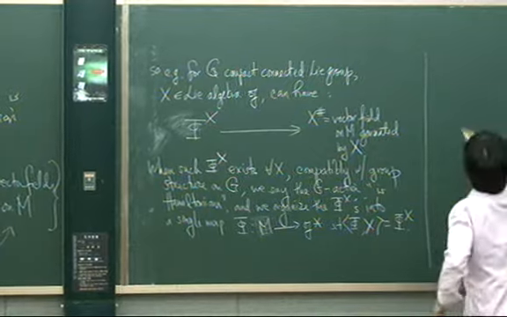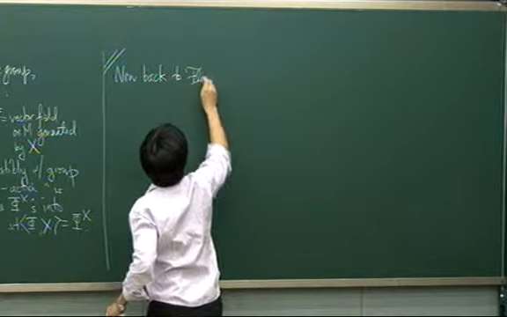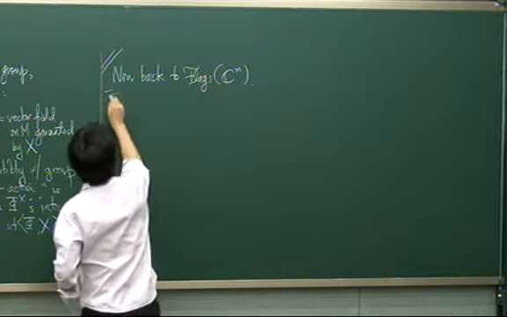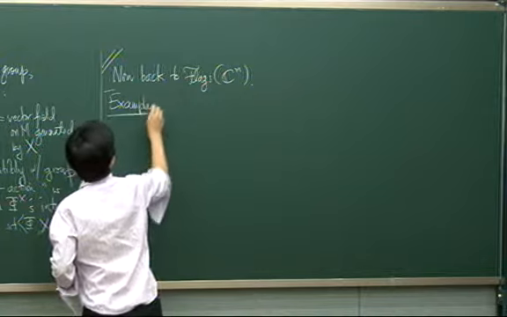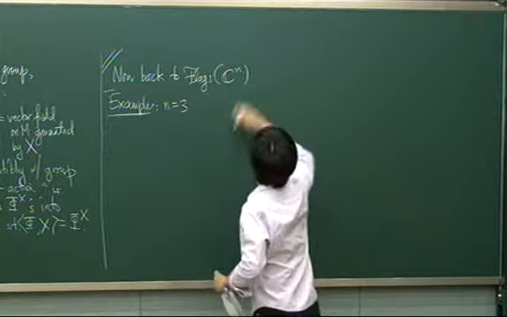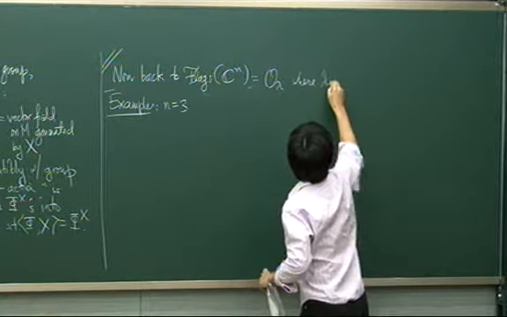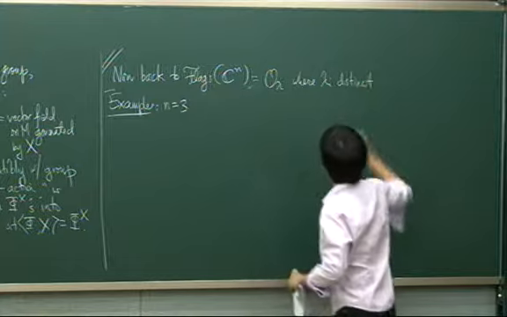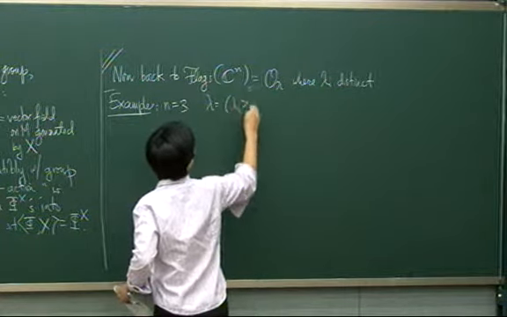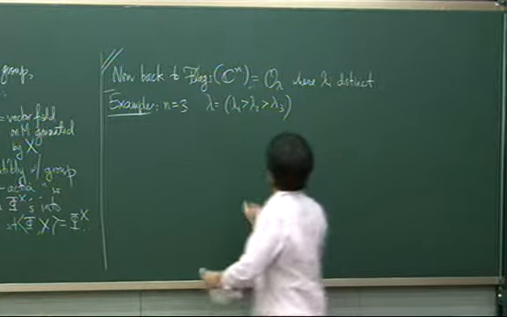So now, back to flags. First of all, let's do the example where n is 3. Oh, I'm sorry. Here I should say what I'm thinking about is this O lambda, where the lambda i are distinct. So let's think about n equal to 3. In this case, lambda would be lambda 1 greater than lambda 2 greater than lambda 3. I'm assuming distinct.